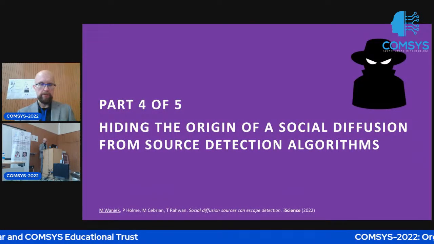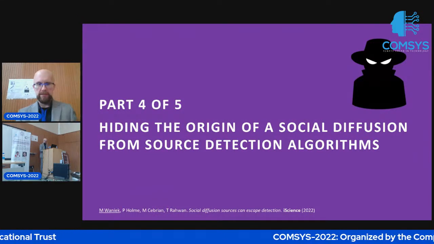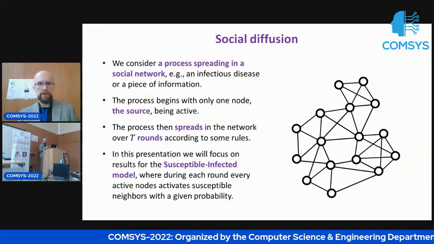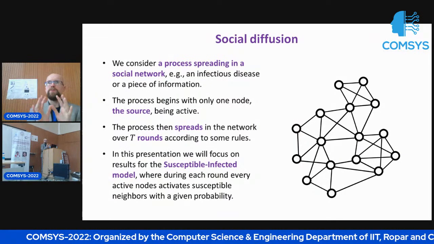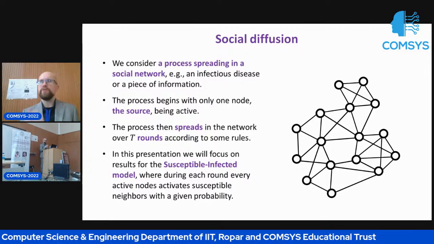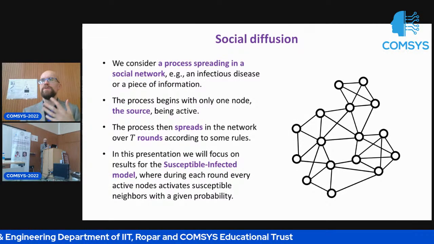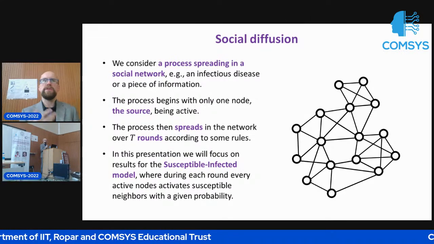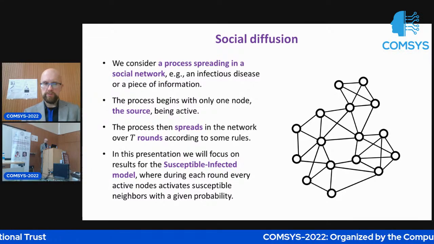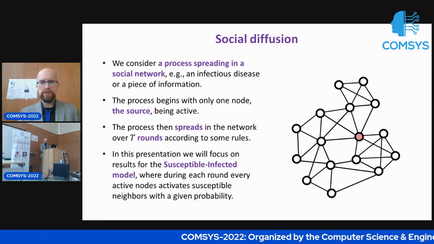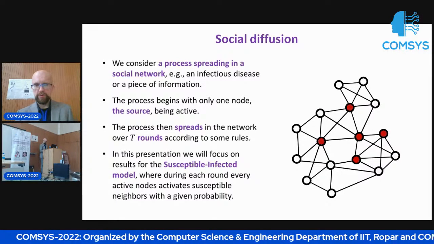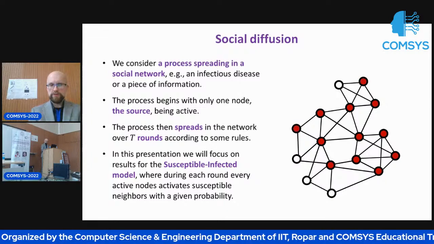Okay, part 4. Source detection algorithms. Here we'll consider some type of process spreading through the network. I'm sure that after COVID, most of us heard about different types of things spreading through the network, about different types of theoretical models of spreading stuff in the network. So this is a very simple model. Again, at the beginning, the source is active, and then the process spreads according to some rules.